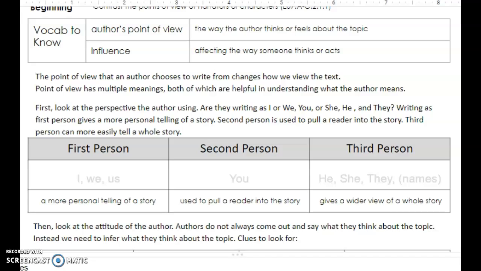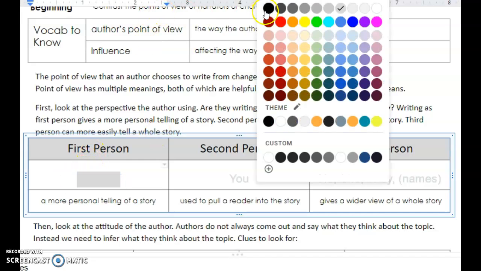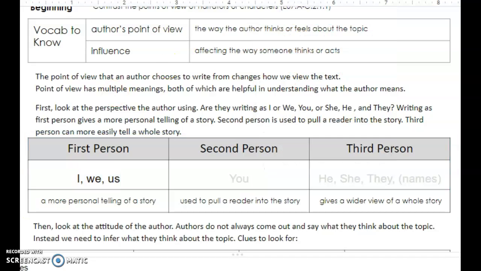Writing as first person gives a more personal telling of a story. Second person is used to pull a reader into the story, and third person can more easily tell a whole story. So we know that a story is in first person when the author is using words like I, we, us. So that gives us a more personal telling because it's from their point of view.